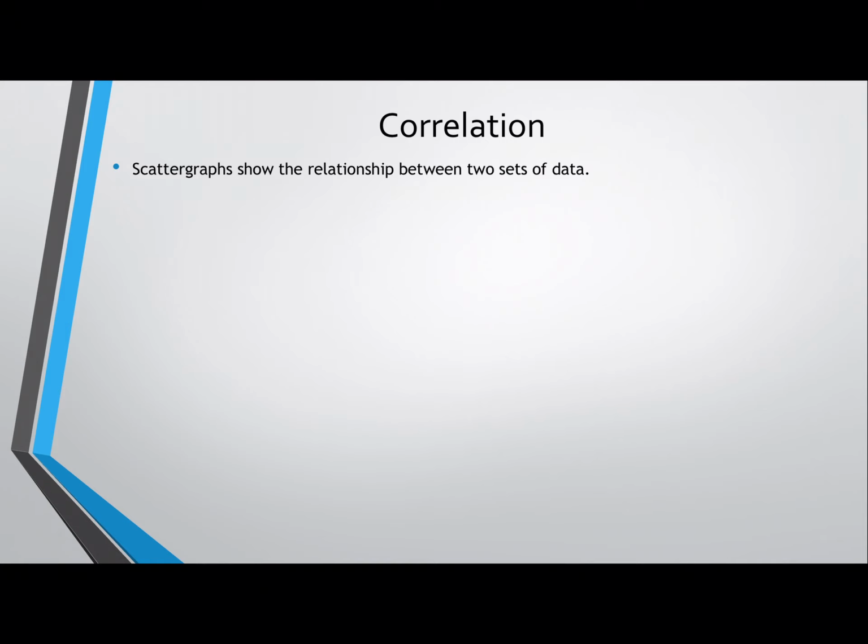So scattergraphs are showing the relationship between two different sets of data. For example, physics scores and math scores, that's the one we had. And we can be descriptive about our graph when we see it. So we have three different types of correlation: positive correlation, negative correlation, and no correlation. I'm going to show you examples of what these are.